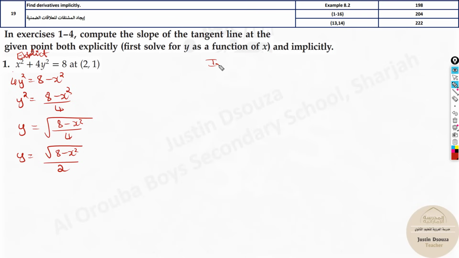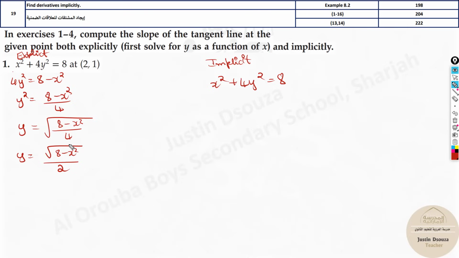Now if it's implicit, what happens is we just apply the derivative on both sides. See, x squared plus 4y squared equals 8. Take the function as it is. You don't need to change it. Now you just differentiate. Let's do the derivation over here first.